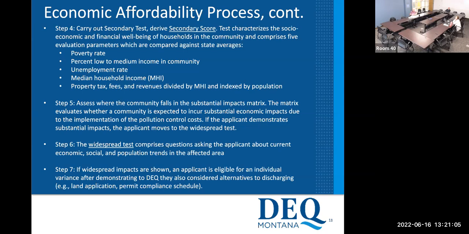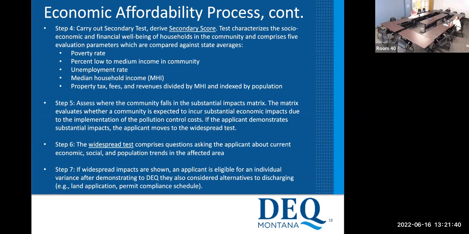Once those are averaged, you move to step 5 and assess where the community falls in a matrix. The matrix evaluates whether a community is expected to incur substantial economic impacts due to the implementation of this new water pollution control project. If the applicant shows substantial impacts, then the applicant can move on to the widespread test. If you recall, factor 6 talked about substantial and widespread. So this is structured to have a substantial test and a widespread test, and they're both looked at.